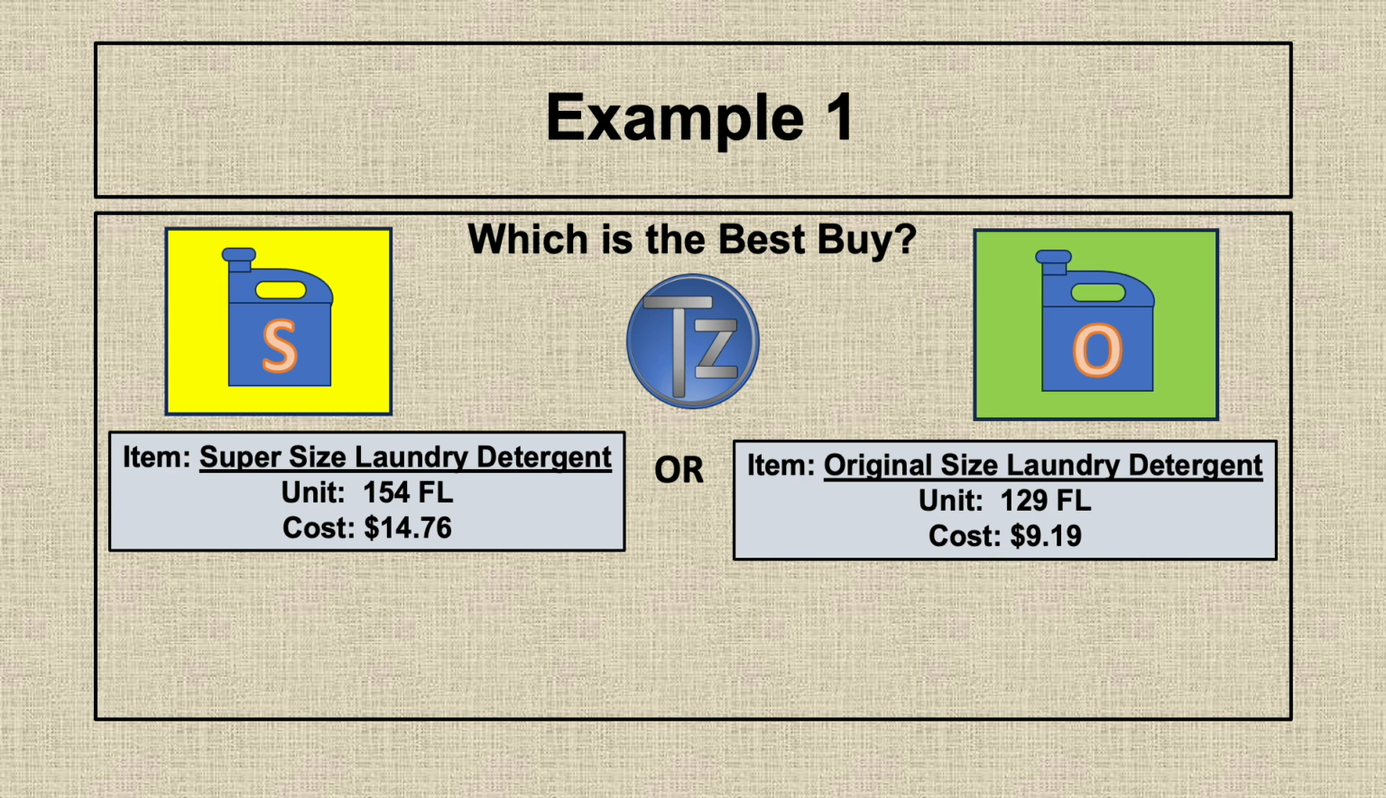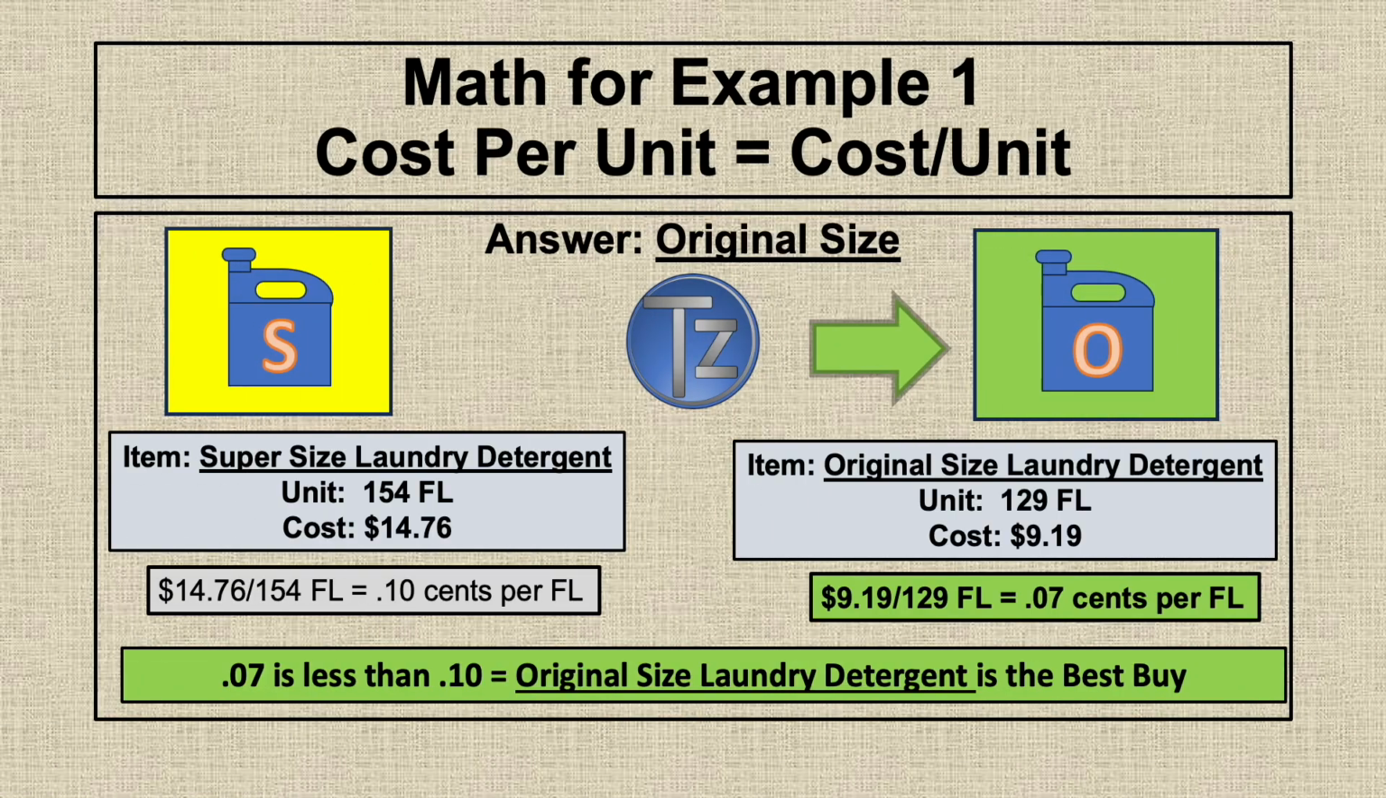For example 1, we will determine whether the supersized laundry detergent or the original size laundry detergent is more cost effective and the best buy. The supersized laundry detergent is 154 fluid ounces and costs $14.76, and the original size laundry detergent is 129 fluid ounces and costs $9.19. The answer is that the original size laundry detergent is the best buy.